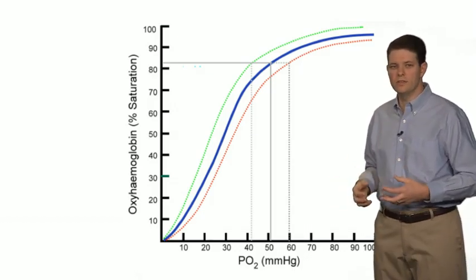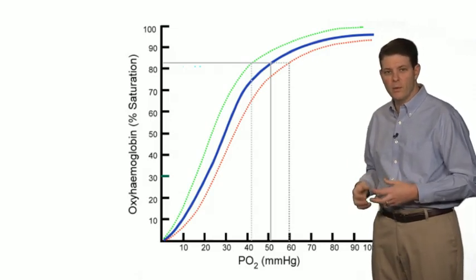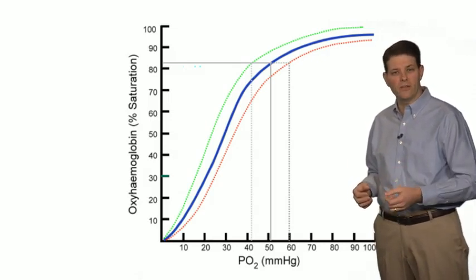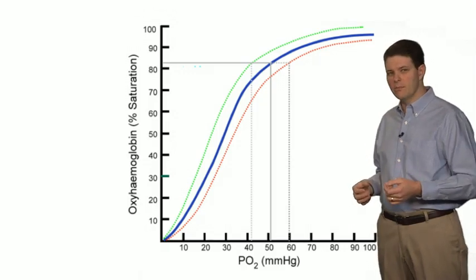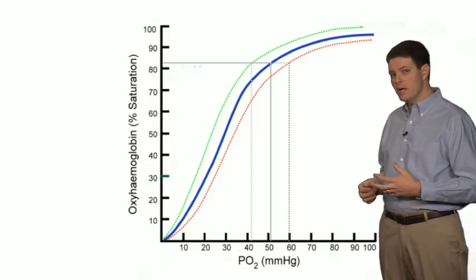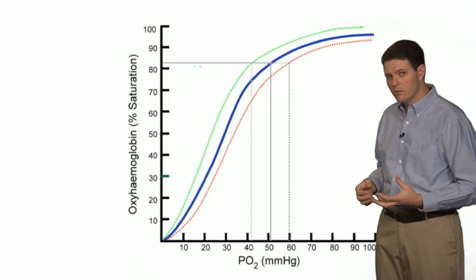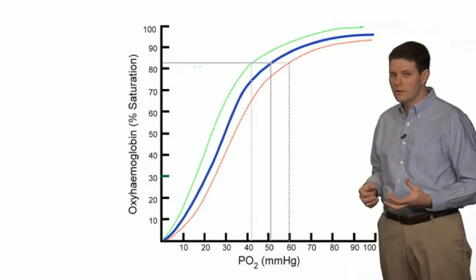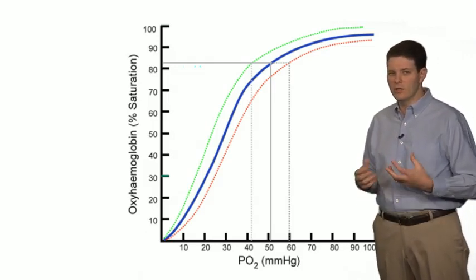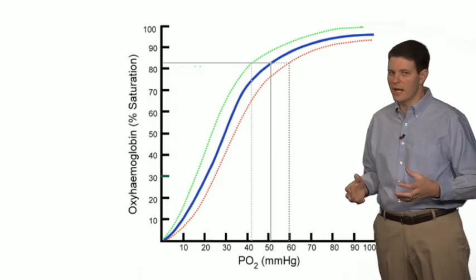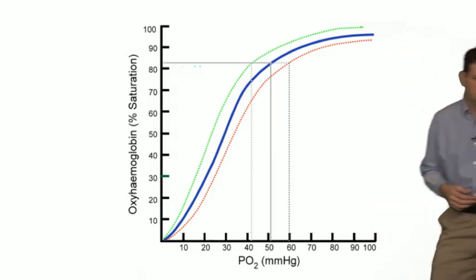So the PO2 is the partial pressure of oxygen, and we measure that with an arterial blood gas, or an ABG. So ABG is going to measure your PO2. Then how do we measure hemoglobin saturation? We measure that with a pulse oximeter. Pulse ox is a decent estimate of hemoglobin saturation. It's not 100% accurate, but it's a pretty good estimate.